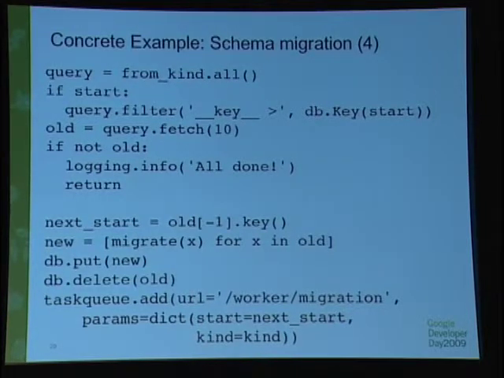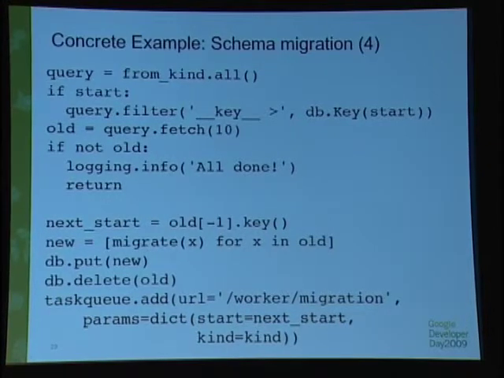So let's just go down a little bit and say old. These are my old entities in the old format. I do a fetch of 10 of them. If there's nothing left, then I'm done. Otherwise, I calculate the next bit of work after this first 10. I get the key of the last one, so I can start after it. Then I migrate each one to the new schema, creating a new list. Then I put all of the new ones, and I delete the old ones.